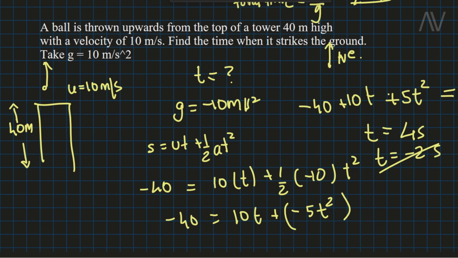Out of that we will discard the value t = negative 2 seconds because for this case we need the time to be positive. So the time when it strikes the ground would be 4 seconds.